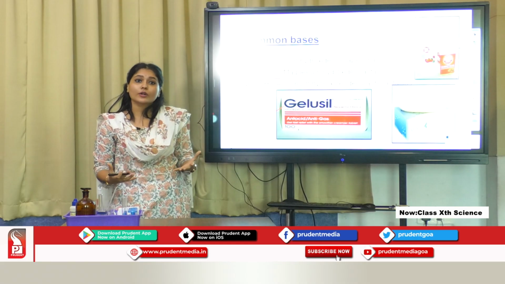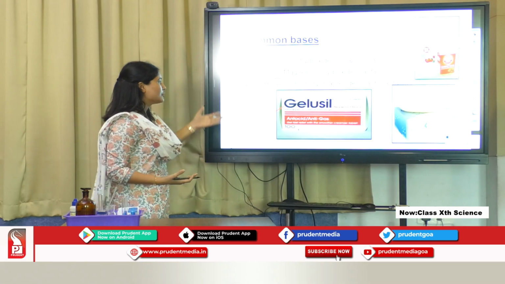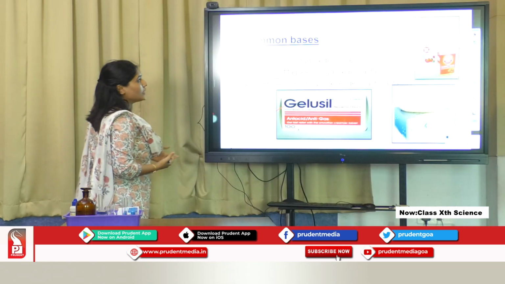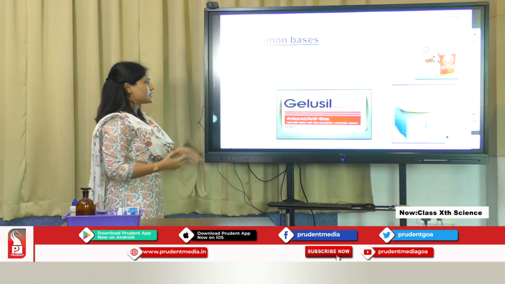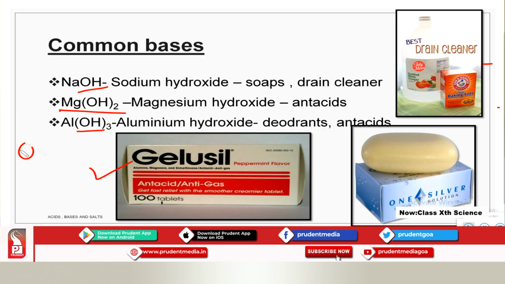So you see how important acids and bases are in our everyday life. Then we have aluminium hydroxide, which is used in deodorants. Also, it is used in antacids as a combination drug. So these are some of the common bases. Now, students, you can see what is common in the formula. You have the hydroxide ion, which is common in bases.